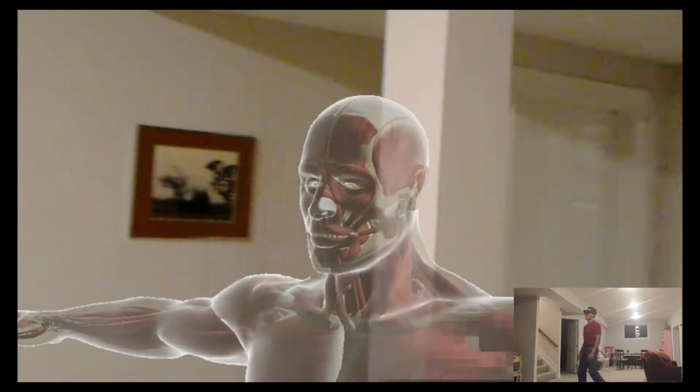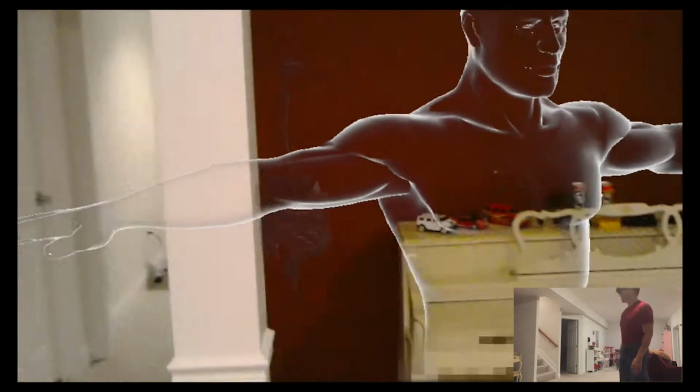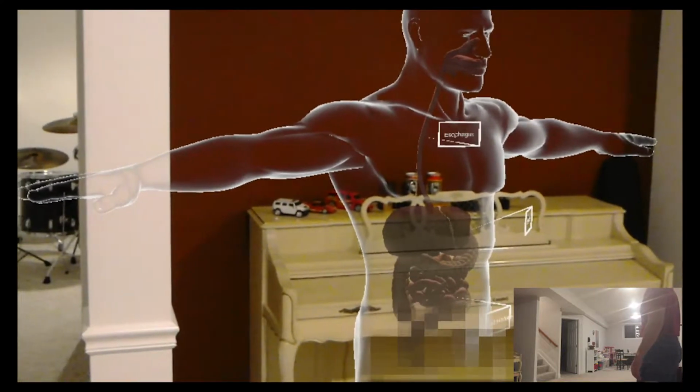Next. HoloLens also lets us examine individual organs and structures in exquisite detail. Here is the gastrointestinal system. We can learn about individual organs.